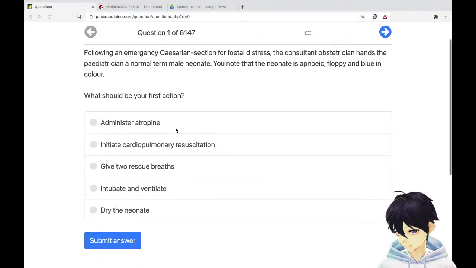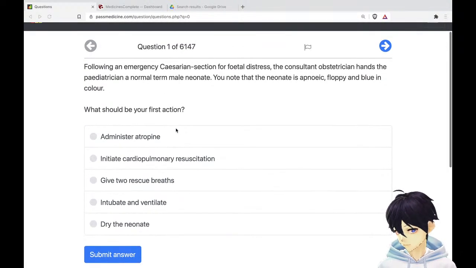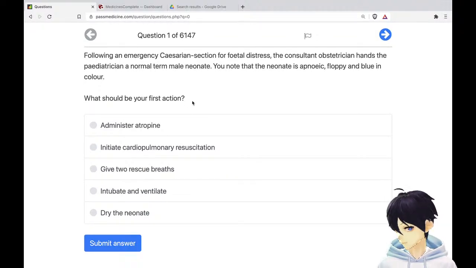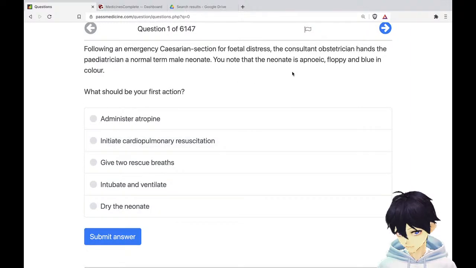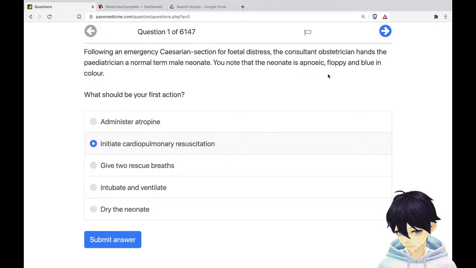Administer atropine? What is atropine? Is it a cholinergic? Anticholinergic? I'll search that later on. Initiate cardiopulmonary resuscitation. Is the baby breathing? Apneic. Oh, okay. So probably you want to initiate CPR. Floppy and blue. Give 2 rescue breaths. Yeah, give 2 rescue breaths is the first step of CPR, I guess.